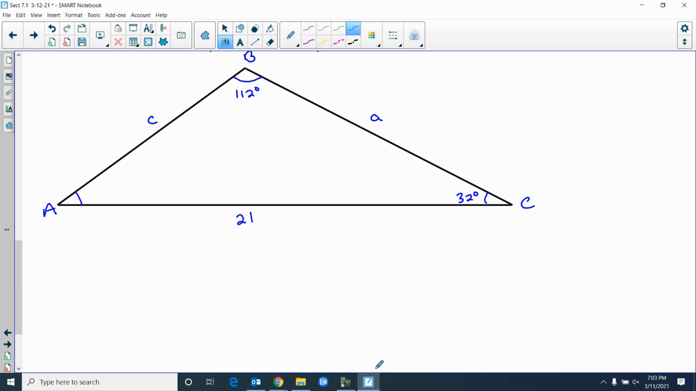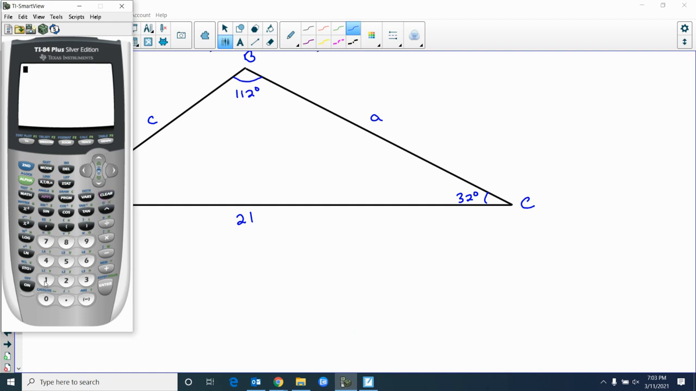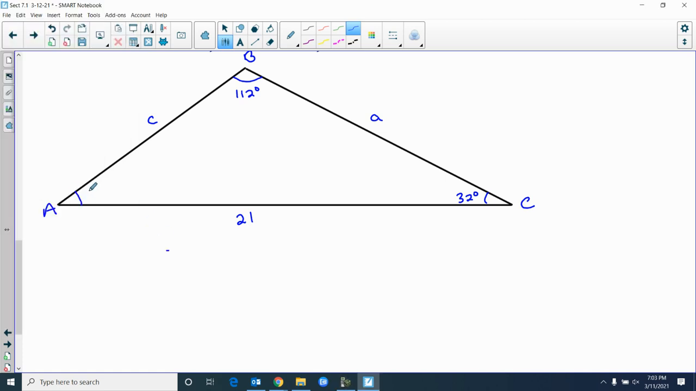Angle A we're going to find by just taking 180 minus 112 minus 32, and that gives me 36. So this is going to be 36. So angle A equals 36 degrees. All right, so let's find side A first. I'm going to use angle B and side B, and I'm going to take the sine of angle B, which is sine of 112, over side B, which is 21, equals sine of 36 over side A.